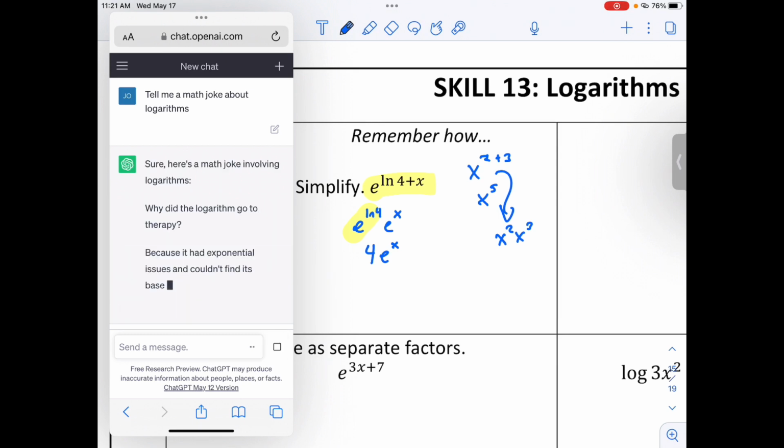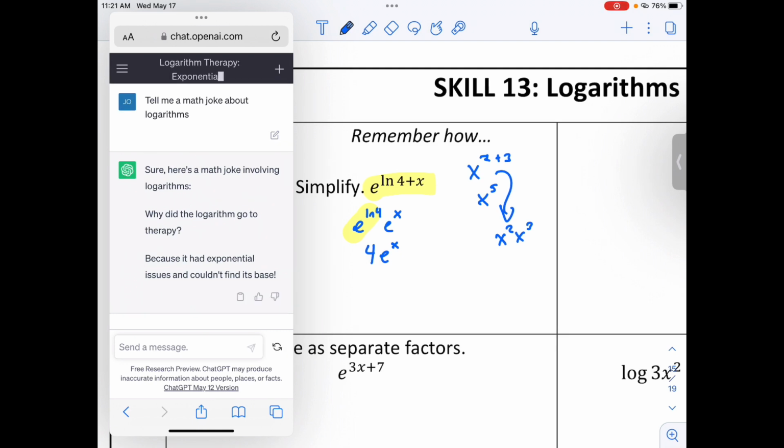All right. Why did the logarithm go to therapy? Because it had exponential issues and couldn't find its base. Holy cow, that's a top 10 joke right there. I like that a lot. That is really, really funny.